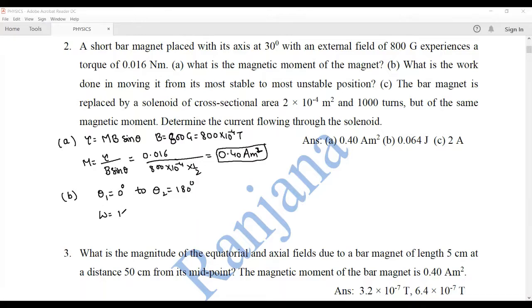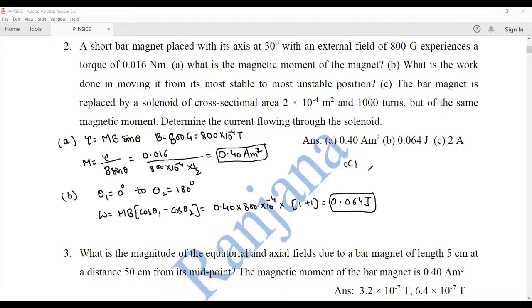The expression of work done is given by mb (cos theta 1 minus cos theta 2). Substituting the values, we get the answer to be 0.064 joules.